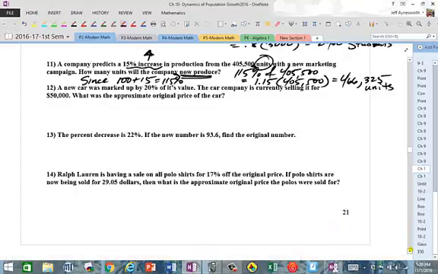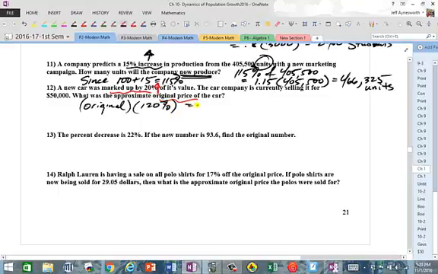On number 12, a new car was marked up 20%. The car is currently selling for $50,000. What's the original price? Well, let's approach it like we did before. We take the original times the percentage. Now, it's been marked up. That means that we pay 120% of it, and that should be equal to the value that the company is selling the car for. It's selling for 50 grand. So we have to solve this problem right here.